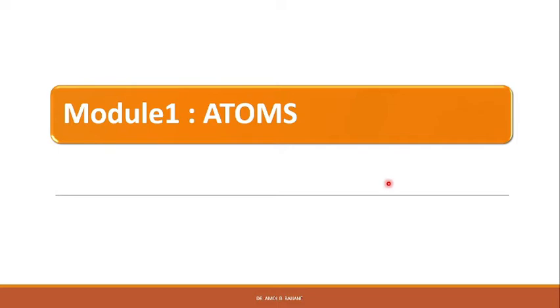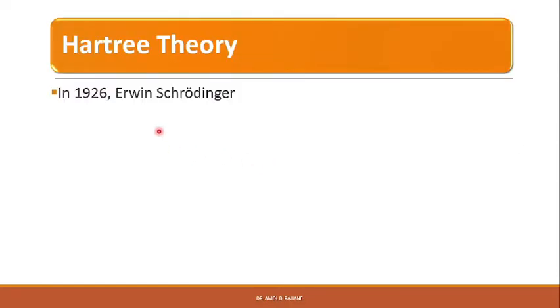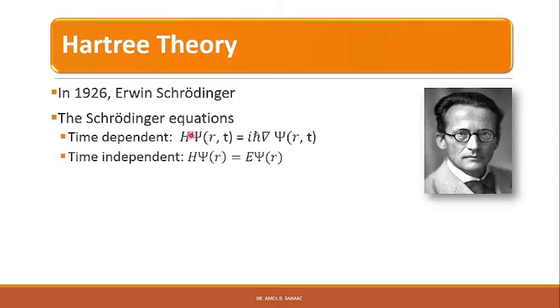So we are studying our first module, Atoms. In this lecture, let us study the Hartree Theory. In 1926, Erwin Schrödinger proposed the Schrödinger equations. The Schrödinger equations have two forms: one is the time-dependent and the other is the time-independent Schrödinger equation.